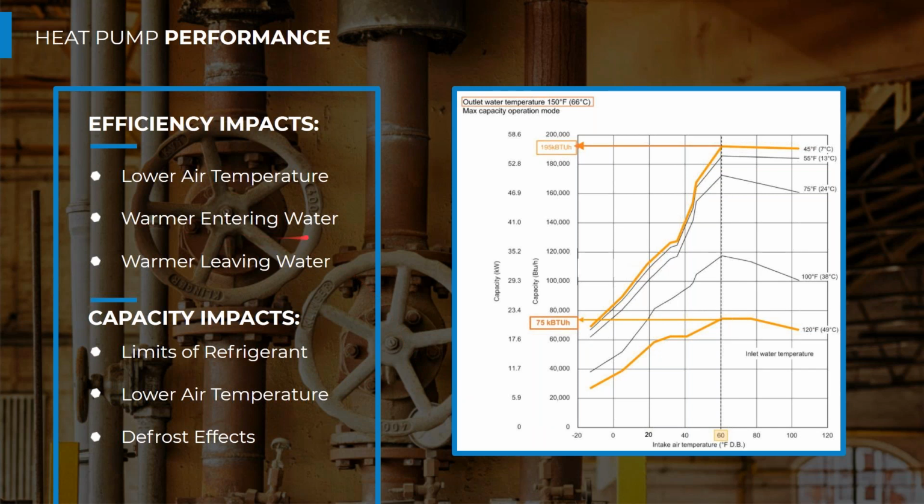And so we see that warm entering water temperature impacts the amount of capacity we're getting out, and it does impact that equipment efficiency. So this is for a heat pump water heater with an outlet water temperature of 150 degrees Fahrenheit. We see a handful of inlet water temperatures, and I have the 120 and the 45 highlighted. If we pick one air temperature at 60 degrees, we get 195 kBTU per hour out of our heat pump water heater at that low 45 degree inlet water temperature.